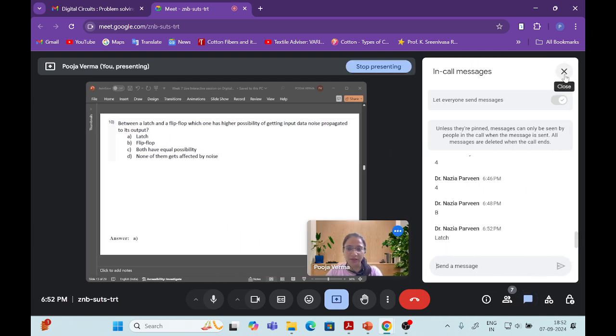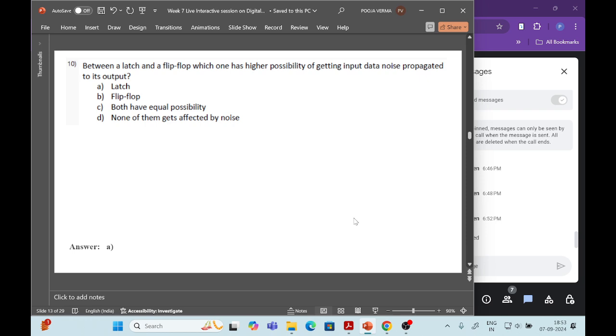Yeah, the answer is correct. Latch has a higher possibility. It is level triggered, right? Because latches are level triggered, the output can change as soon as the input changes. Whatever input is applied, the output will change correspondingly as soon as it is applied. And flip-flops are edge triggered, meaning the output will change only when the clock changes state, either 0 to 1 or 1 to 0.